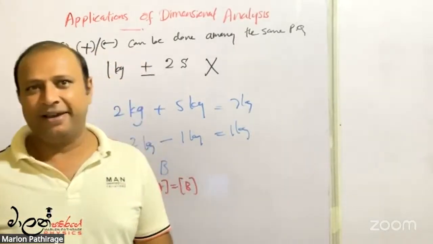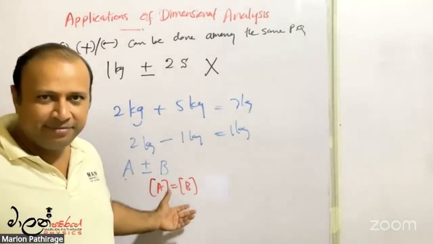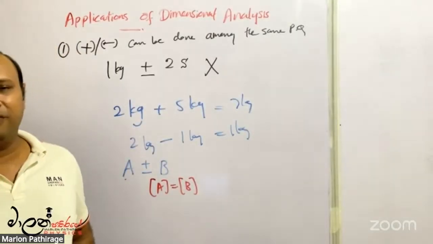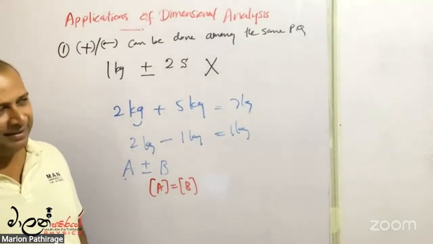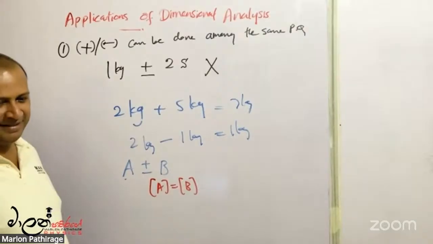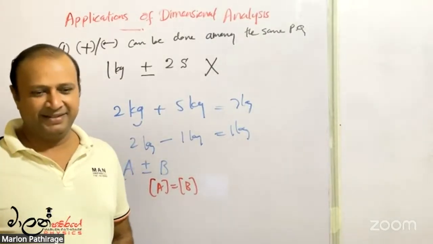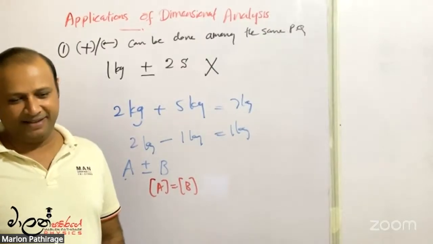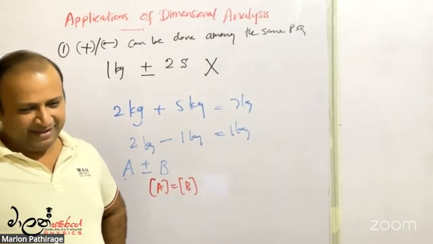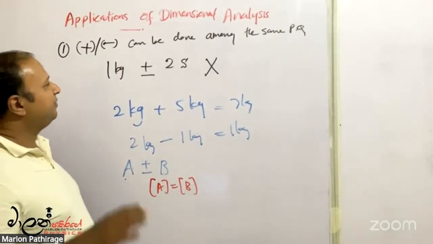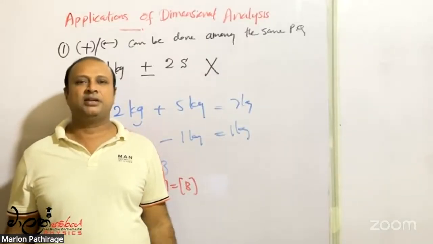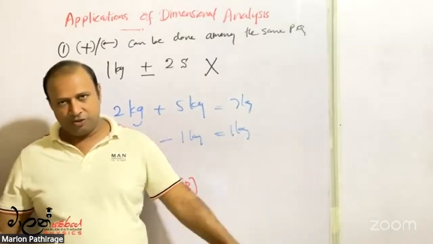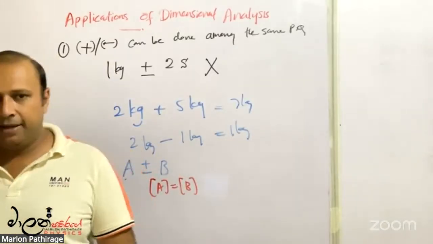Is that okay? Did you get my point? If you get my point, please raise the hand. I need responses from everyone. Therefore, this is the first rule. If there's an addition or subtraction, definitely their dimension should be equal.